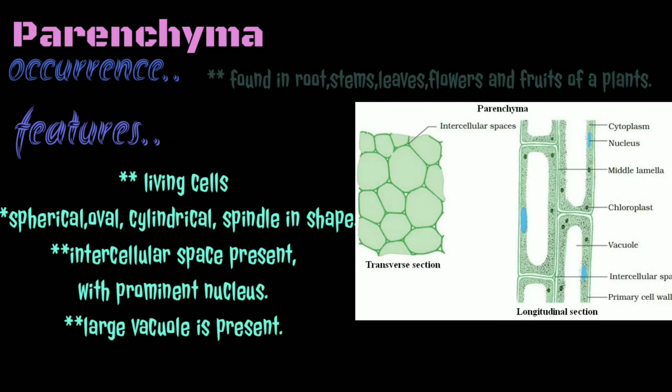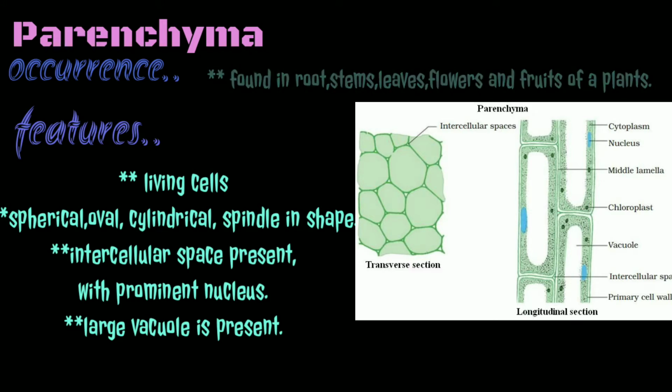First is parenchyma. See where it is present: in the root, stem, leaves, flower and fruits of the plant. What are the characteristic features of the parenchyma? Dear, these are living cells, meaning they have a prominent nucleus as you can see in the diagram, and the shape of these parenchymatous cells can be spherical, oval, cylindrical or spindle shaped.